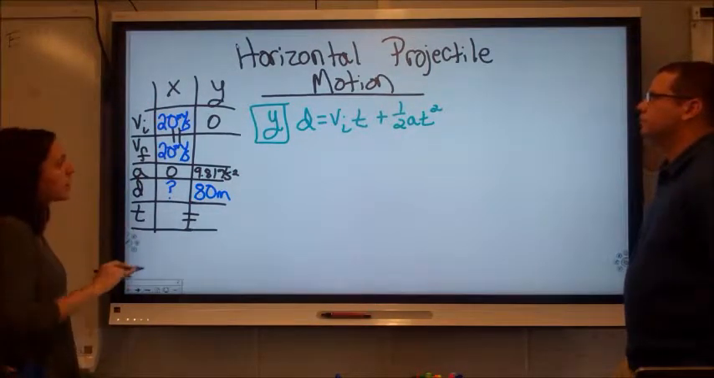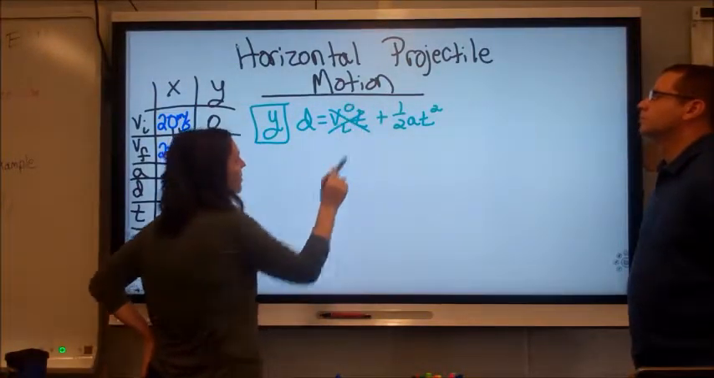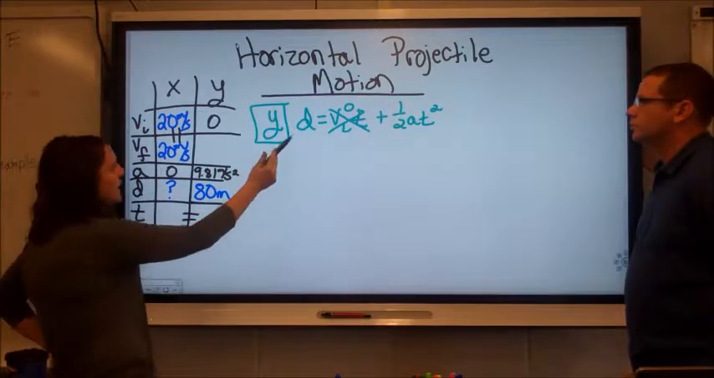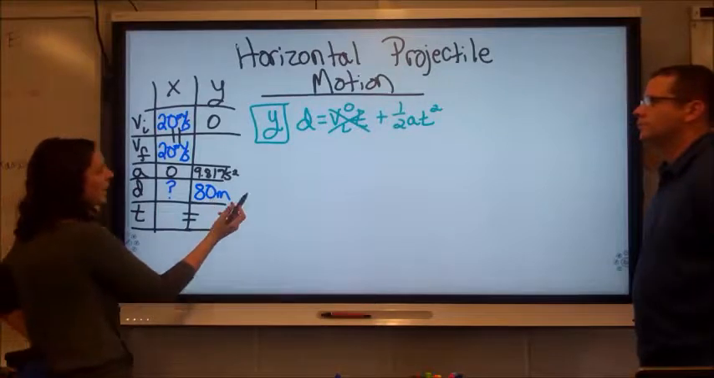But as I go through to solve this, my vi is 0. So just like we've done in previous problems, that goes away and becomes 0. So when I go to plug in, I'm plugging in a d, and I'm talking about my y information. So my distance in the y is 80.